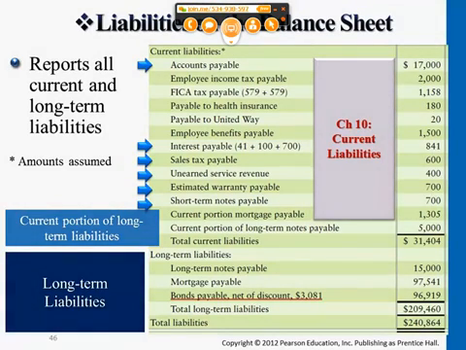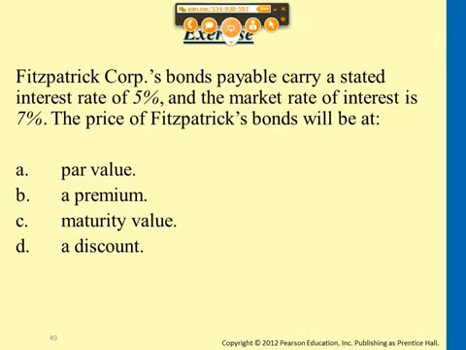Okay, let's work on a few problems before we end the chapter. Let's say the company's bonds payable carry a stated interest rate of 5%, market interest rate is 7%, and what would be the answer to this question? Market interest rate is higher than the company's interest rate that they're offering. So the result of this bond issuance would be... market interest rate is higher, company's interest rate is lower.